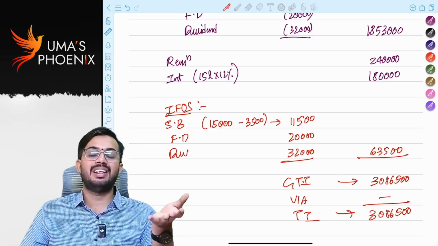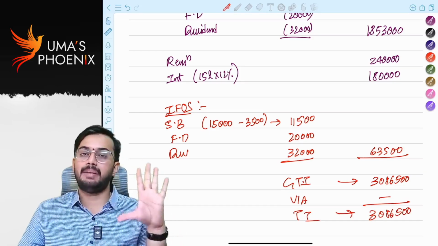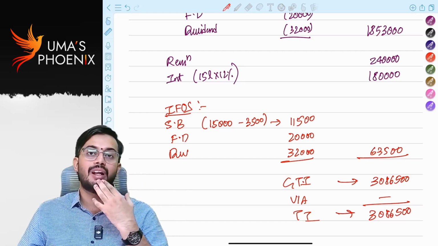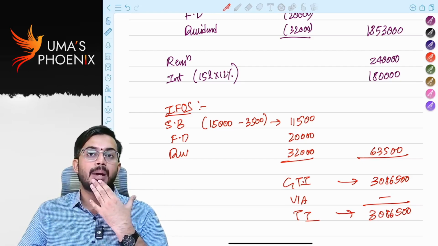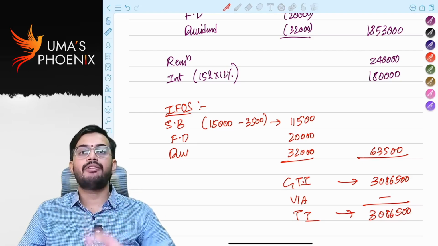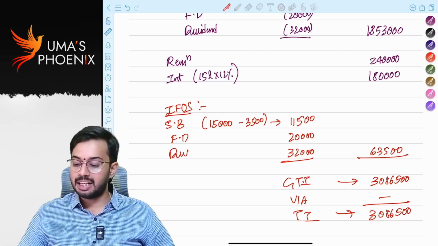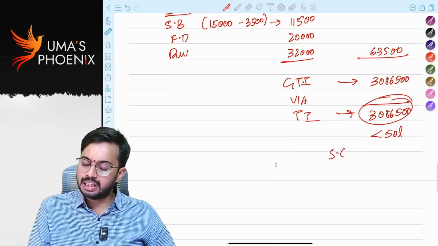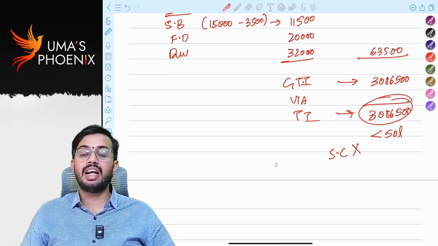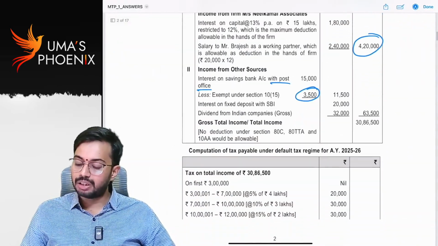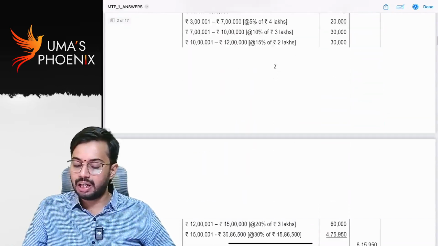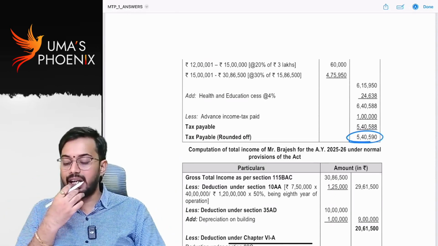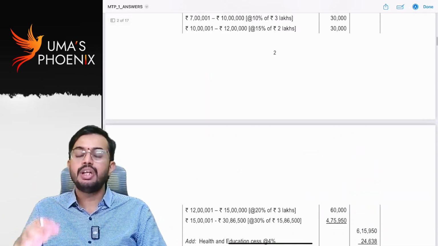Up to 3 lakhs nil, greater than 3 lakh up to 7 lakh 5%, above 7 lakh up to 10 lakh 10%, above 10 lakh up to 12 lakh 15%, above 12 lakh up to 15 lakh 20%, above 15 lakh 30% tax rate is applicable. And here total income is less than 50 lakhs, so surcharge is not applicable. You can calculate final tax liability. So 30,86,500 is total income and final tax liability is 5,40,590.